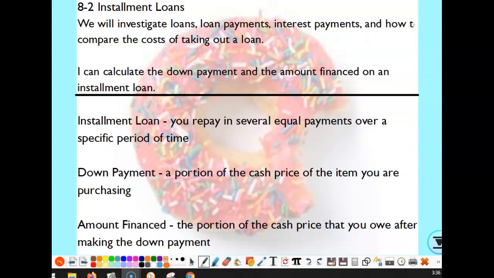From here on out, the types of loans that we're going to be talking about are installment loans. Installment loans are loans that you pay back a little bit at a time over several months.